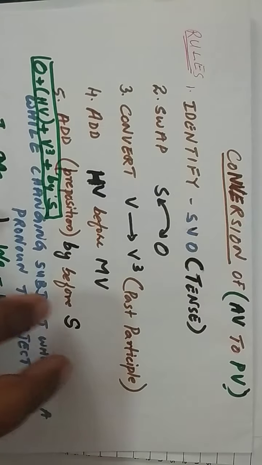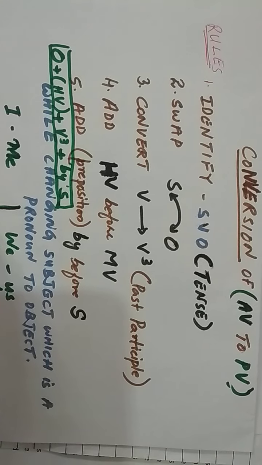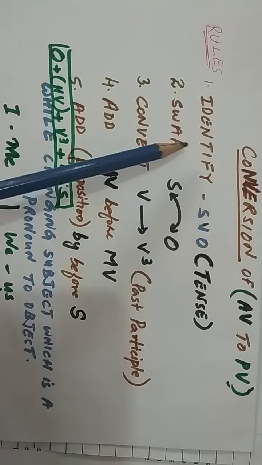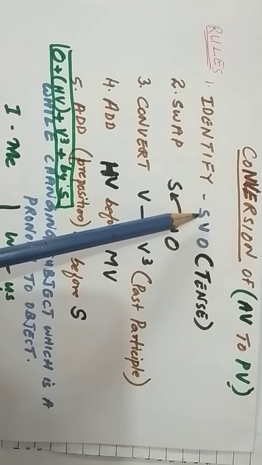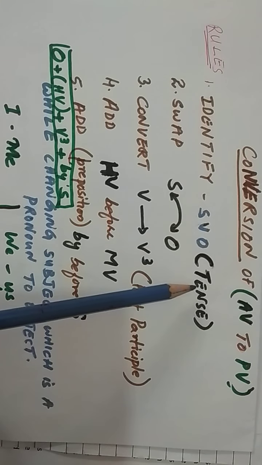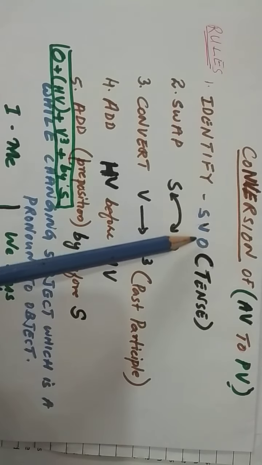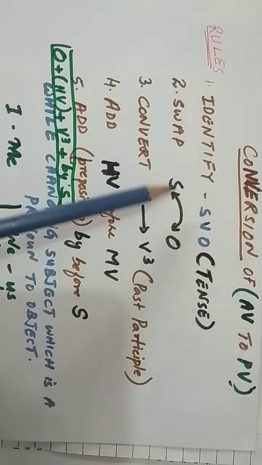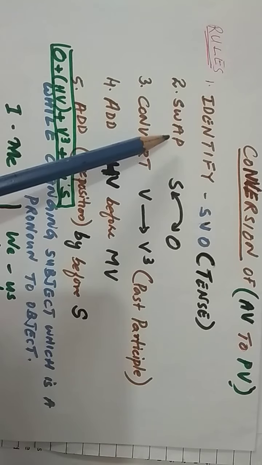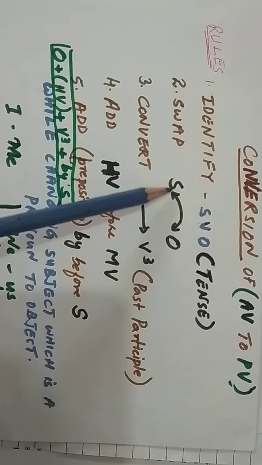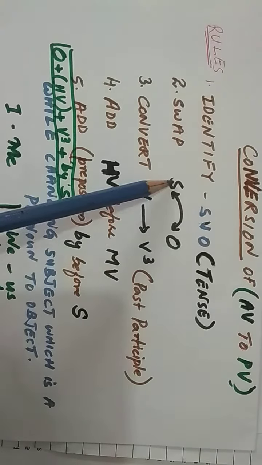So now we will go to some of the conversion rules. The rule number 1: identify the sentence and the tense, and we will identify also the subject, verb, object. Then there will be the second rule, that is swap. Swap means interchange subject with object and object with subject.